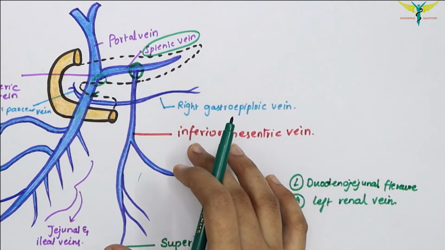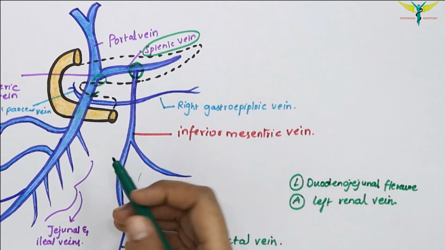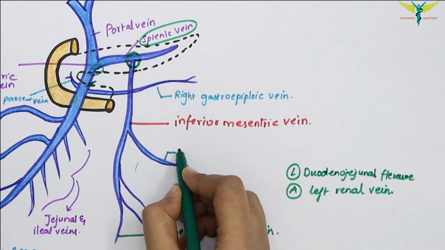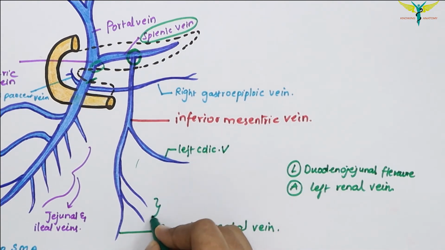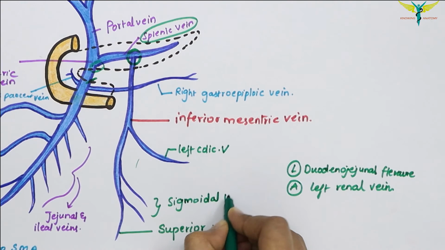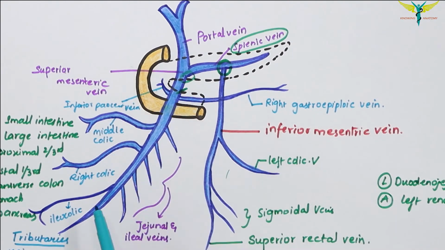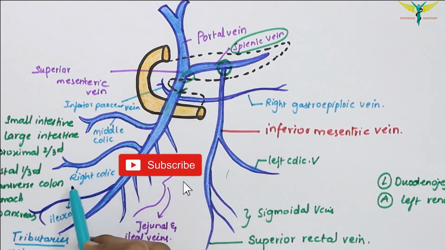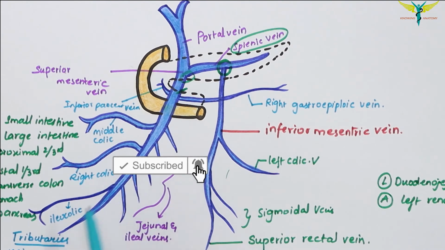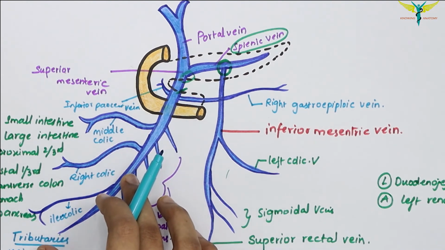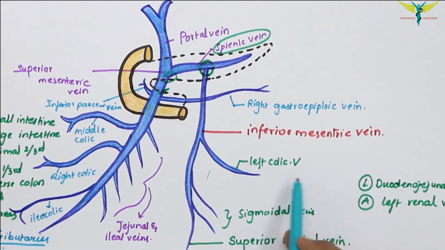And the tributaries of the inferior mesenteric vein correspond to the inferior mesenteric artery. This is the left colic vein and these are the sigmoidal veins. And you can remember easily, as the superior mesenteric vein drains the right side, it has the right colic, the ileocolic, the middle colic, and the left colic is a branch of the inferior mesenteric vein. So you can see it here.